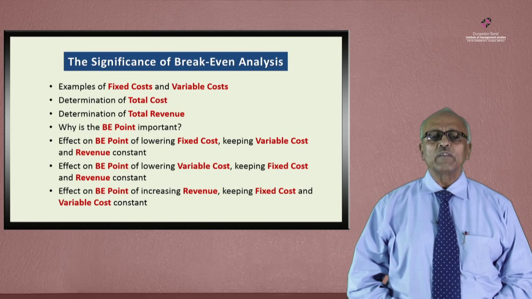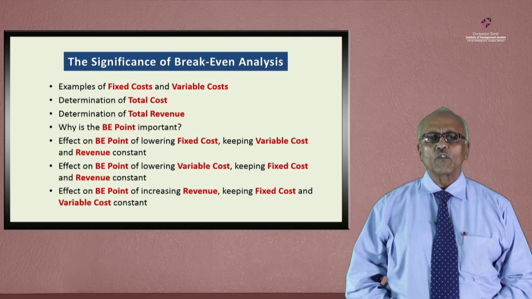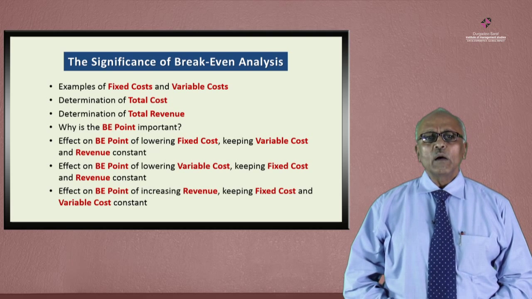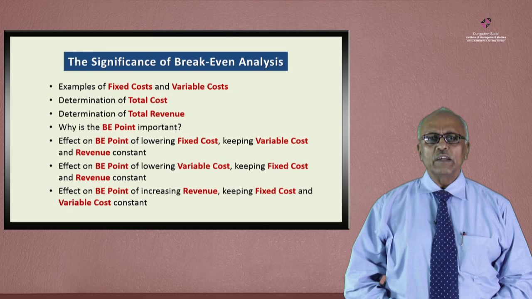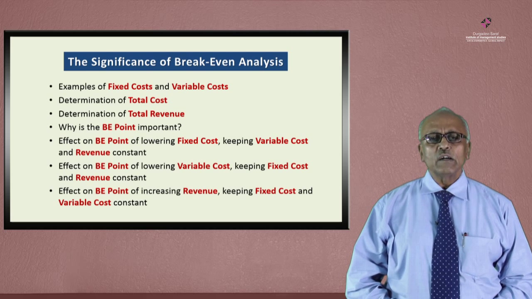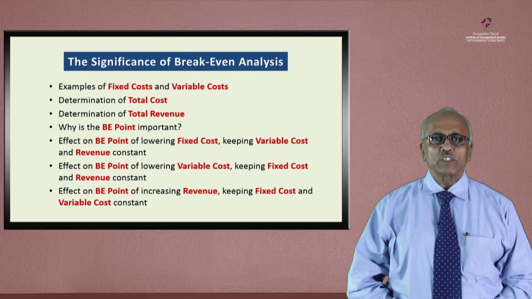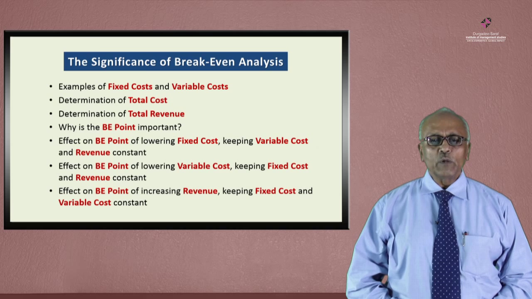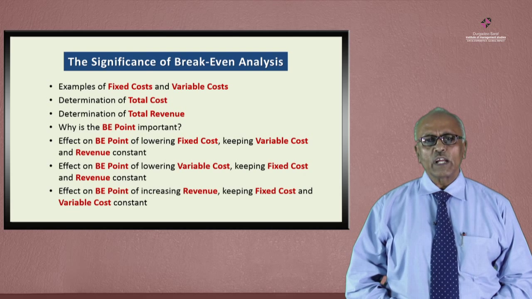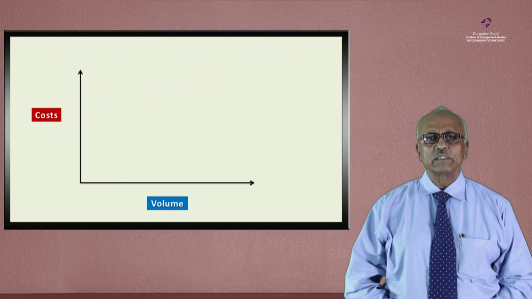Once you have determined the break-even point for a particular combination of costs and revenues, you can move the break-even point to the left by lowering the fixed cost, keeping the variable cost and the revenue constant, or you can move the break-even point to the left by lowering the variable cost, keeping the fixed cost and the revenue constant, or the third technique would be to increase the revenue, keeping the fixed cost and the variable cost constant. We will look at all 3 techniques one by one. So, let us start with the discussion of break-even analysis.